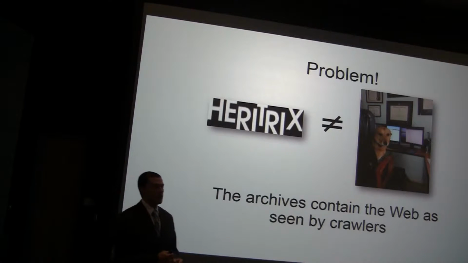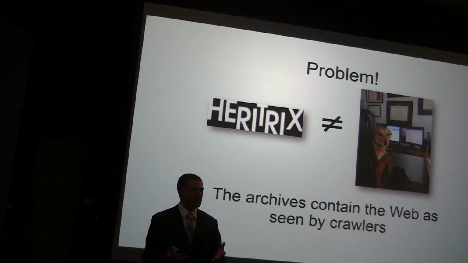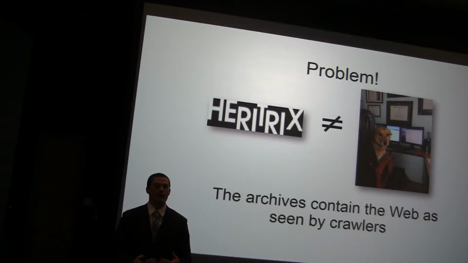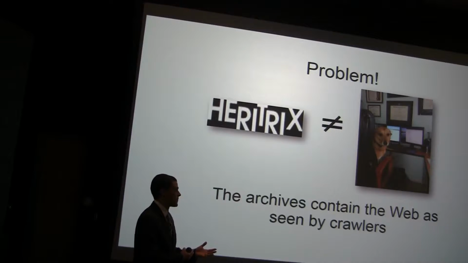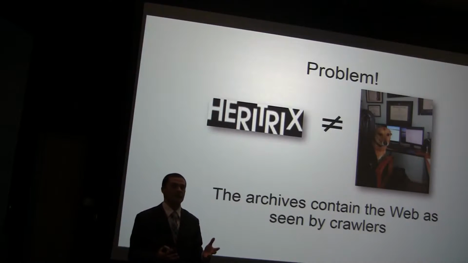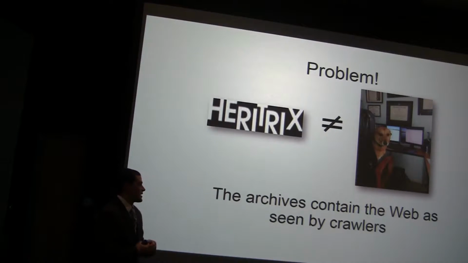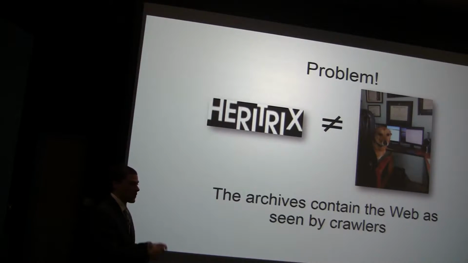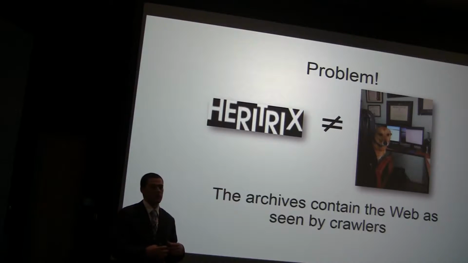Whoops. So this really boils down to a fundamental problem, and that is the tools that we're using to archive the web don't behave like users that are browsing the web. And in this case, we know that Heritrix in the prior examples, that tool is not behaving like a web user. And as a result, what we're finding is that the web archives are containing a view of the web from the point of view of a web crawler, rather than a view of the web from the point of view of the web user.